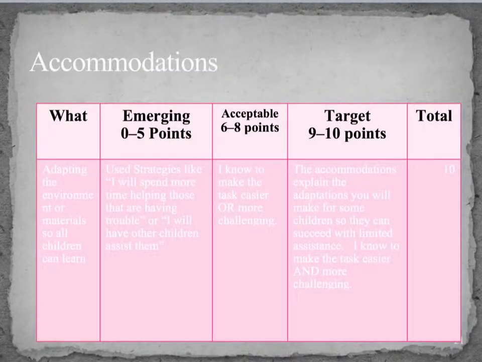The next area on the rubric is accommodations. The accommodations explain the adaptations you will make for some children so they can succeed with limited assistance. I will know how to make the activity or lesson easier, and I'll also know how to make it more challenging.